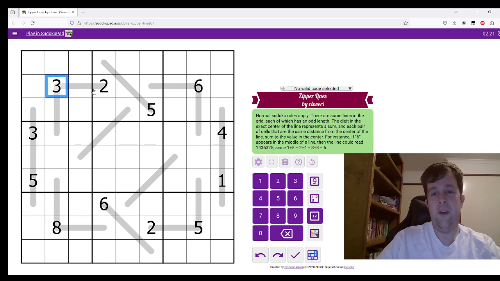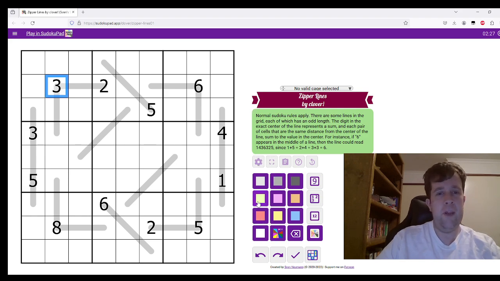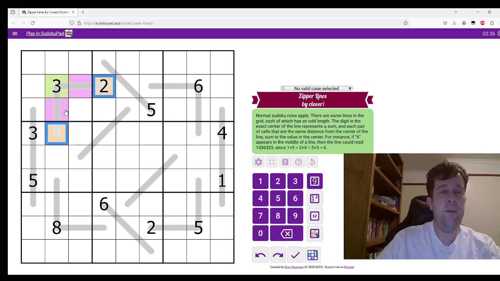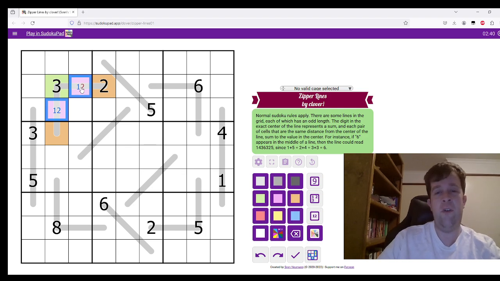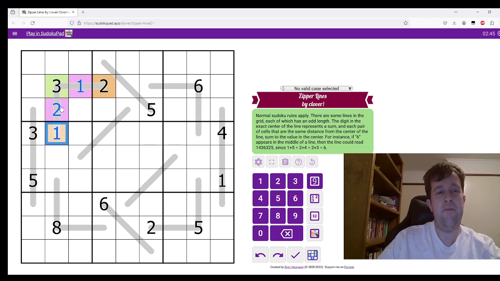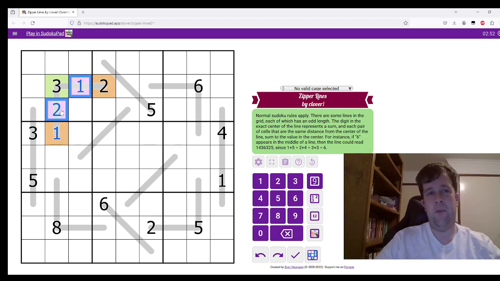So, let's actually look at this, because this is where I'm going to start this puzzle. In here, we have three. Now, both of these must sum to three, and both of these must sum to three. Now, there's only one way you make two digits equal to three in a Sudoku, so that's one and two. Now, because we have a one and a two there, this has to be one. Now you have one and two, one and two. That's how the line works.